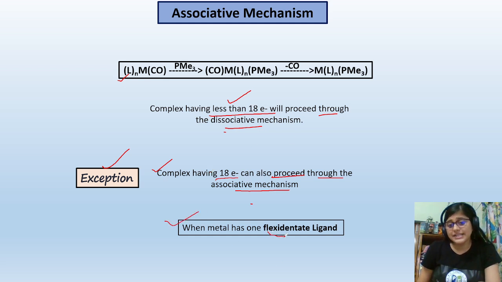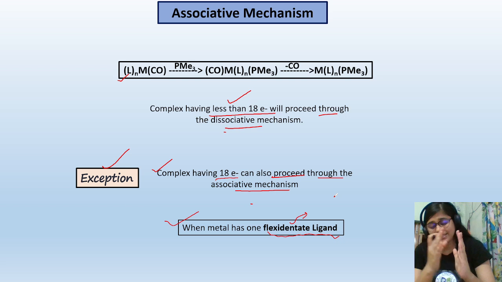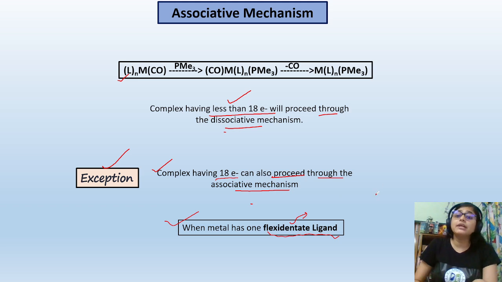Okay. The flexidentate ligand I have also taught you when I was teaching you the various kinds of ligands and isomerism in coordination complexes. In that video you will find what a flexidentate ligand is. I will tell you here in a short way that flexidentate ligands are capable of changing their hapticity. What is hapticity? The atoms of the ligand that attach with the metal, how many atoms of the ligand actually attach with the metal? That is the hapticity of the ligand.